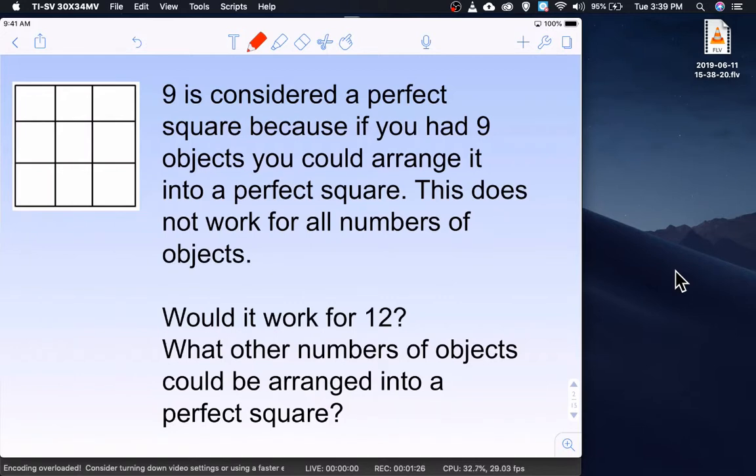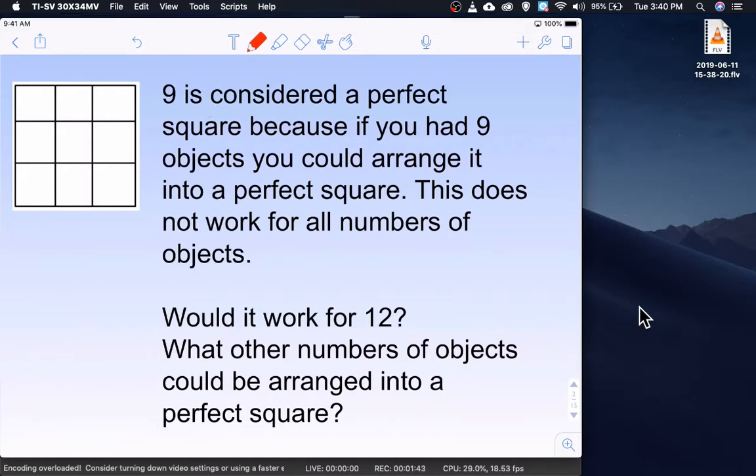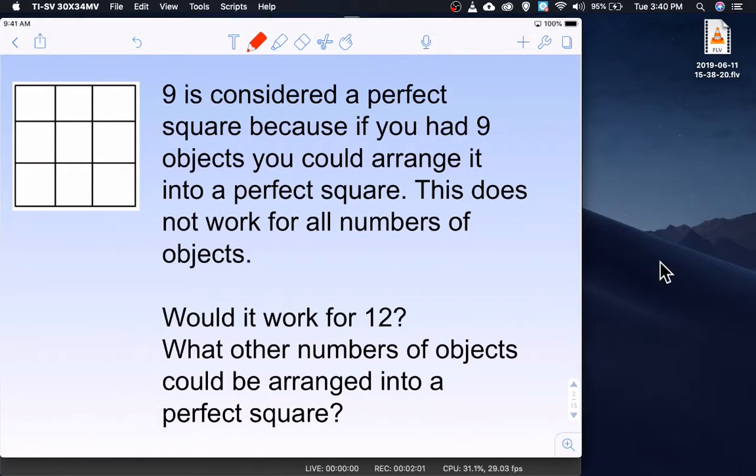But this doesn't work for all numbers. For example, if you had 12 objects, if I give you 12 Cheez-Its, could you form that into a perfect square? You can't. It would be 3 by 4. That's as close as you can get to a square. You can't do it because 12 is not a perfect square. You could do it with 16. You would have 4 Cheez-Its on each side, a 4 by 4 square, which makes 16 objects, and 25 and 36 and so on, because all of those numbers are perfect squares.